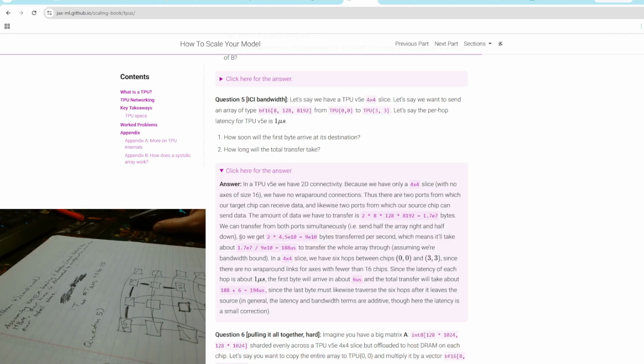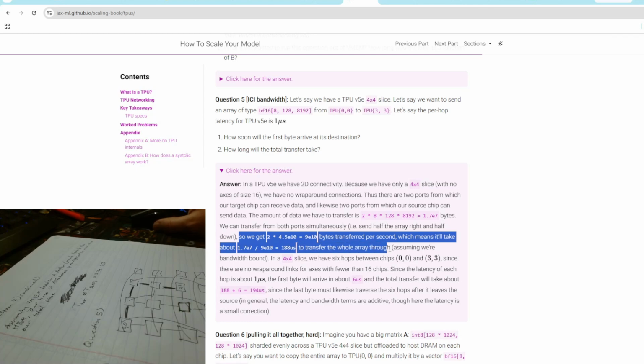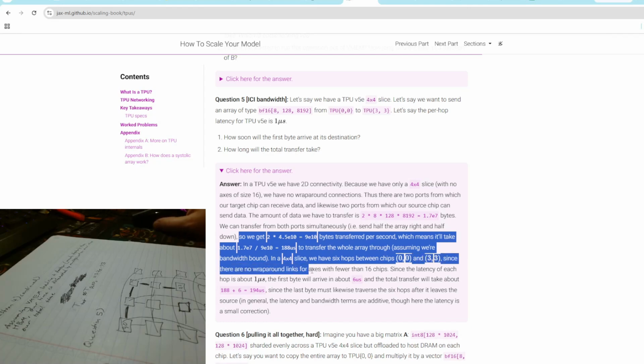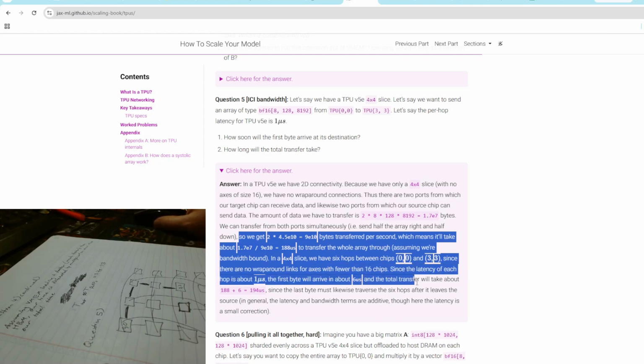Okay, so I did this wrong. Which means it'll take about 1.7e7 divided by 9e10, which equals 188 microseconds, to transfer the whole array through, assuming we're bandwidth bound. In a 4x4 slice, we have 6 hops between chips 0,0 and 3,3, since there are no wraparound links for axes with fewer than 16 chips. Since the latency of each hop is 1 microsecond, the first byte arrives in 6 microseconds, and the total transfer will take about that many more microseconds.